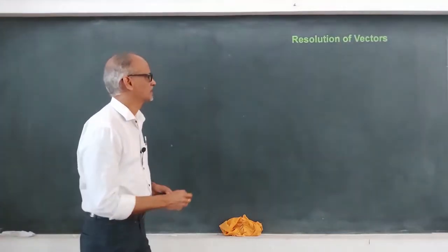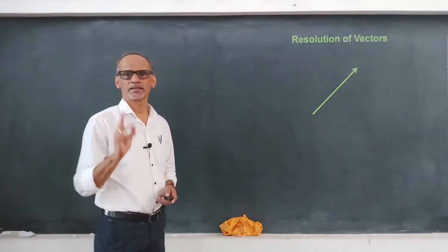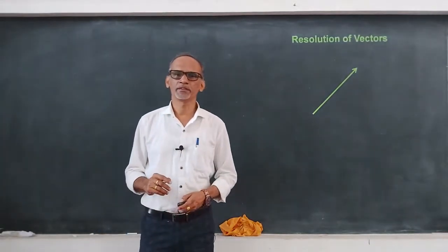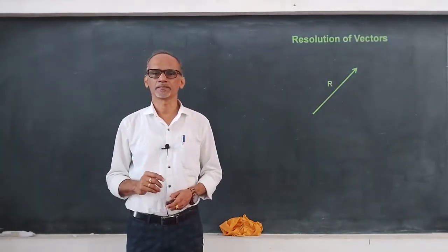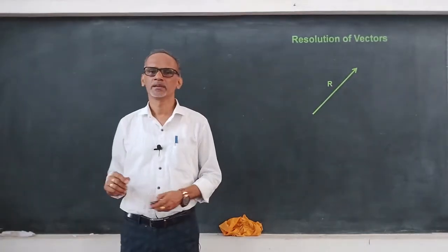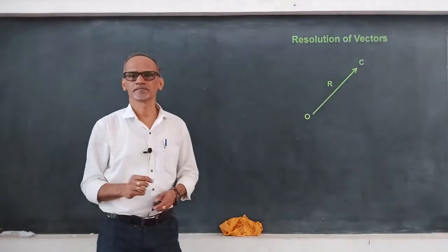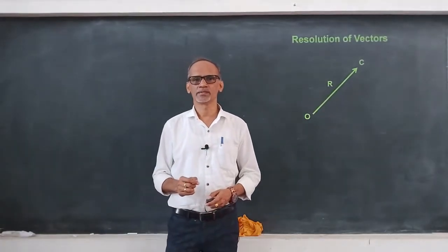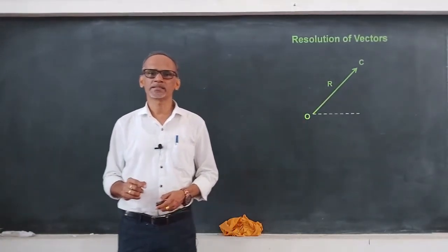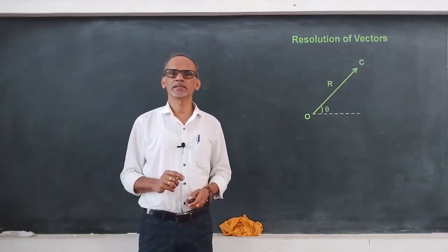So, I am going to consider a first vector, and the magnitude of that vector is R. R is the magnitude of the vector, and this vector is along OC. Now this vector makes an angle theta with the horizontal.